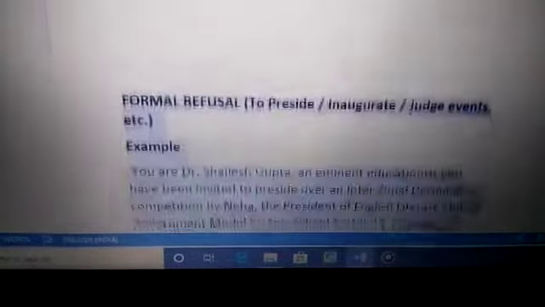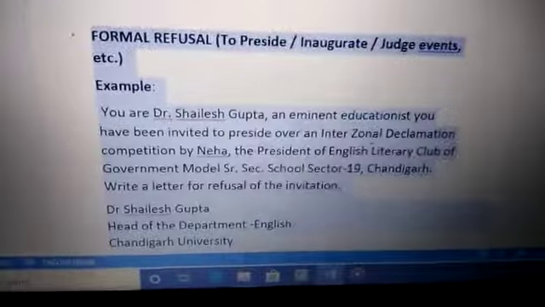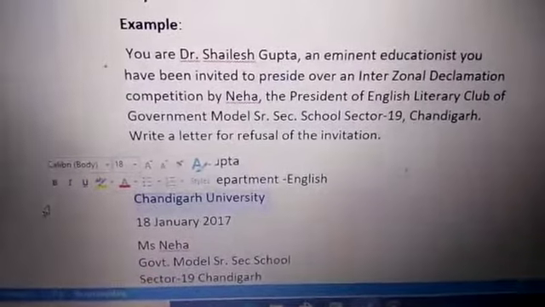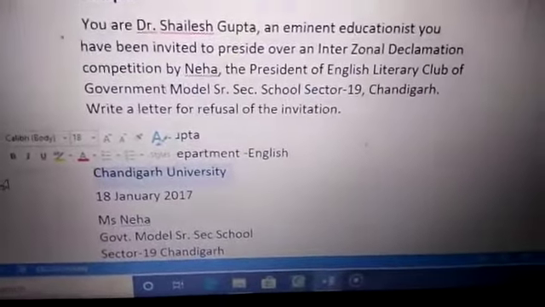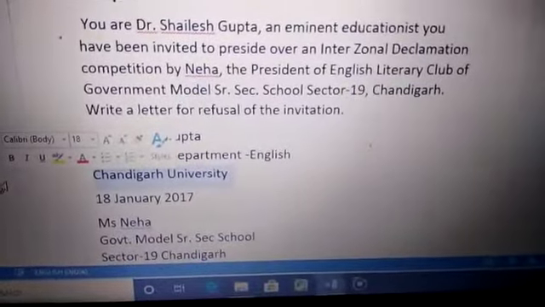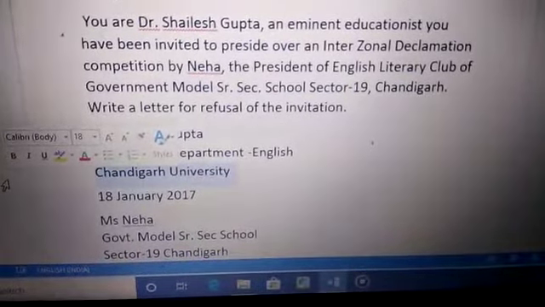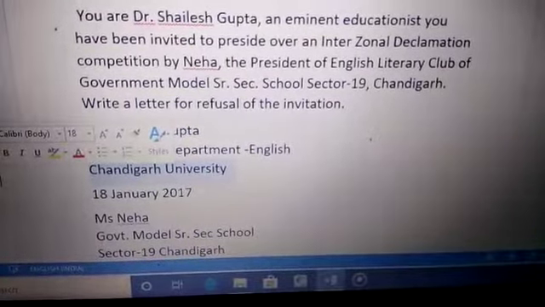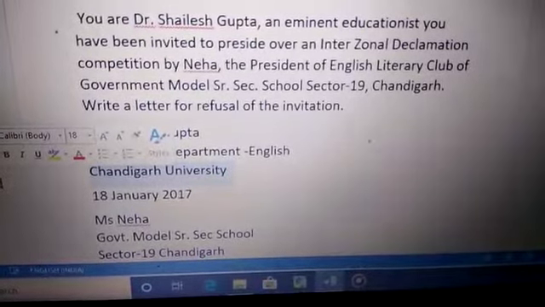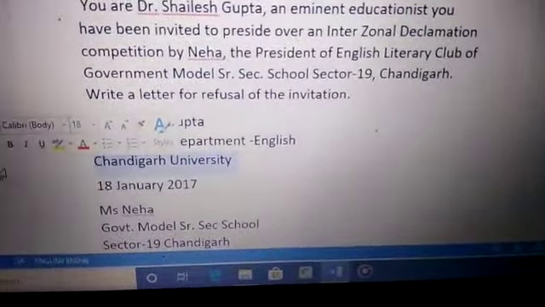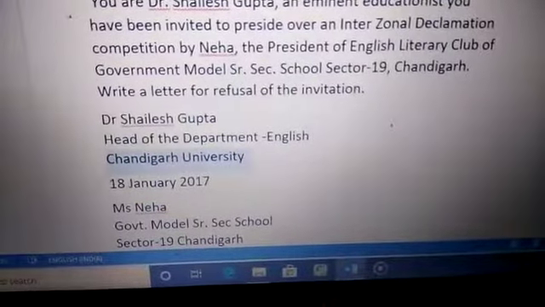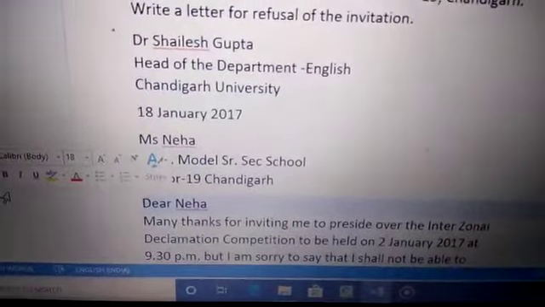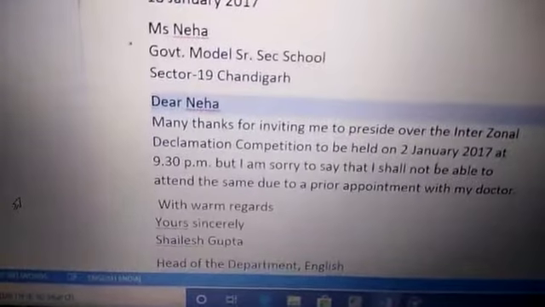Now, this next letter, formal refusal. Now, when you are writing a formal refusal or decline, the question is the same. Dr. Sailesh Gupta, eminent educationist, you have been invited to preside over the interzonal debate competition by Neha, the president of English Literary Club, Government Modern School, Chandigarh. Write a letter of refusal of the invitation. So you would be giving your address and then complete address, then to whom you are writing.